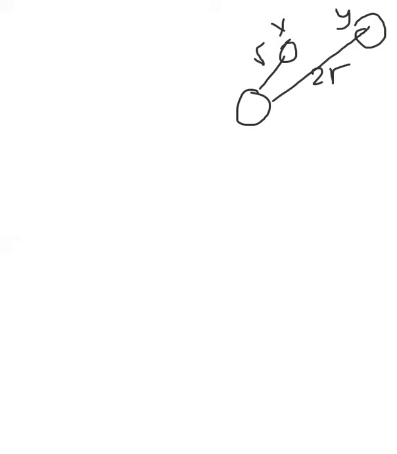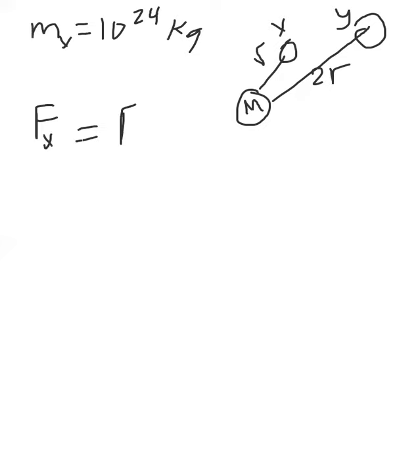Okay. If the mass of X, which is called M, equals 10 power 24 kilogram, and the attraction force of the star to the two planets is the same, meaning the F acting on X is the F acting on Y. Calculate the mass of planet Y. He wants MY. Okay.